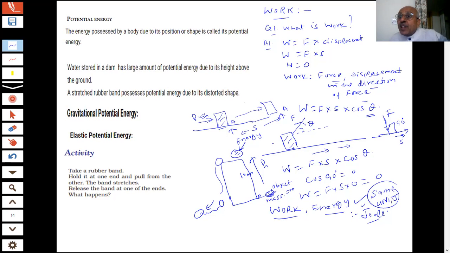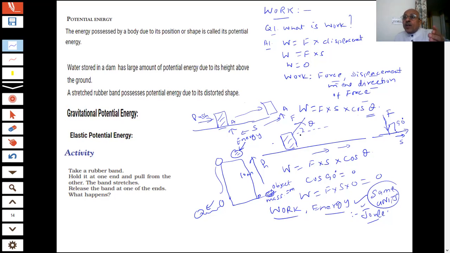What type of energies are we talking about, students? Bodies can store energy due to their position, or due to certain configurations, certain shapes. This type of energy that I'm going to talk about is potential energy, students, potential energy.